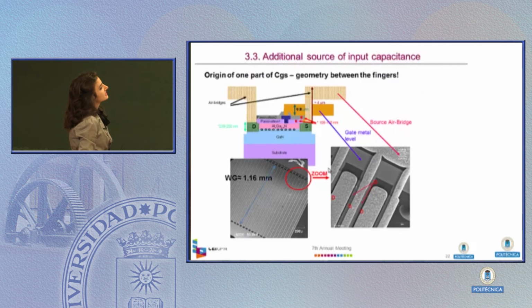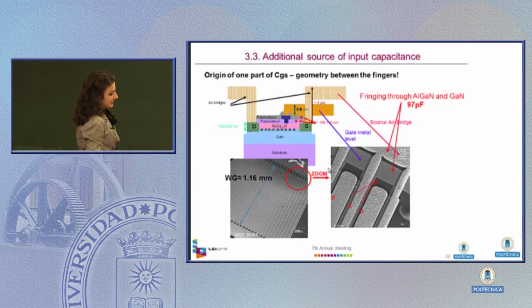And the second one is related to the configuration of the device itself, which is a so-called multi-finger configuration, which means that we have multiple fingers of drain electrode, multiple fingers of source electrode, and gate electrode. Here you can see a microscope picture, where we were able to identify how these fingers were connected through drain bridges, source bridges, gate bridges. And we were able to obtain additional fringing of almost 100 picofarads just between these areas that connect all the fingers.